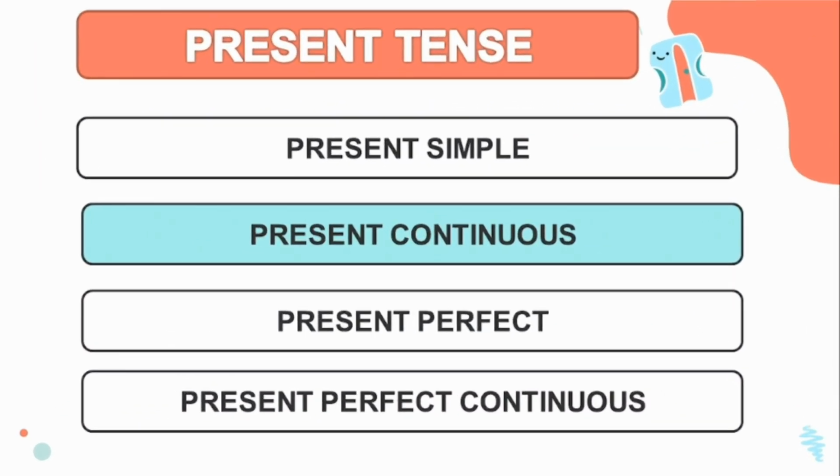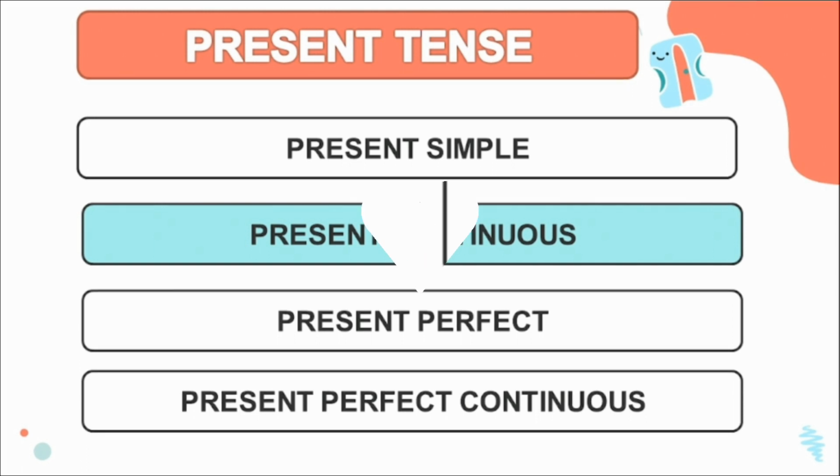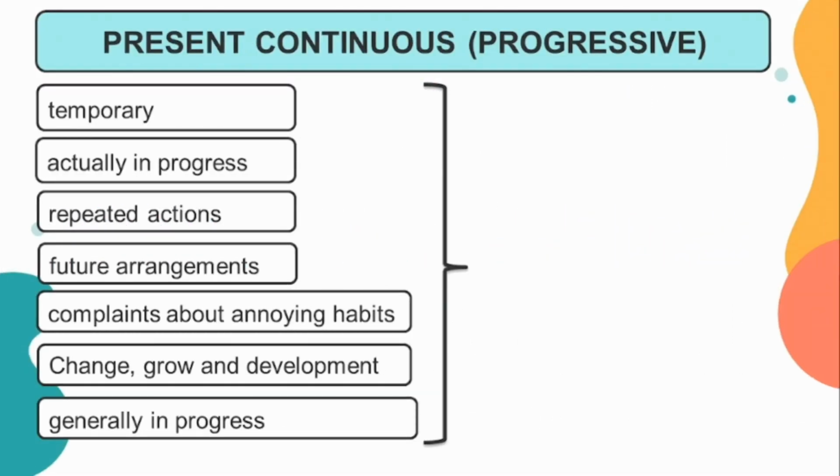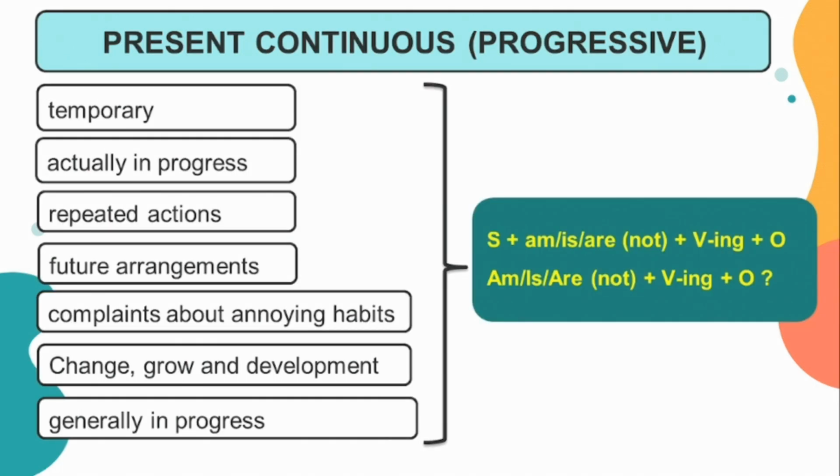Present continuous means progressive. It shows a temporary action, an action actually in progress, repeated actions, or future arrangements. Present continuous also describes complaints about annoying habits, change, growth and development, or actions generally in progress. The structure is am, is, are, with not after am, is, are, then the verb with -ing and an object. For questions, we put am, is, are before the subject.